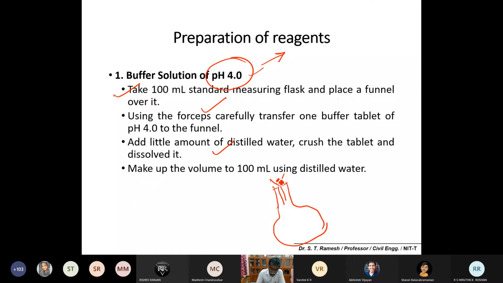You just place the buffer tablet here and pour a little amount of water, and make up to 100 ml. This is how you prepare a pH 4 solution. Very simple. Take a conical measuring flask of 100 ml and place a funnel over it. Use forceps and take a 4 buffer tablet, drop it here and pour water. Automatically this tablet will dissolve, and add further water, mix it carefully and make up to 100 ml. So this solution corresponds to 4.01 or 4.1 or 4 pH value.